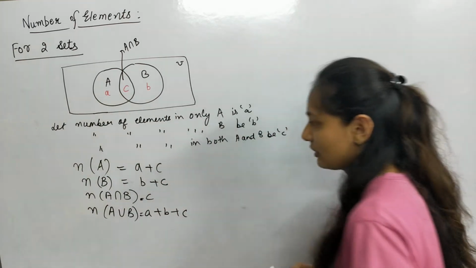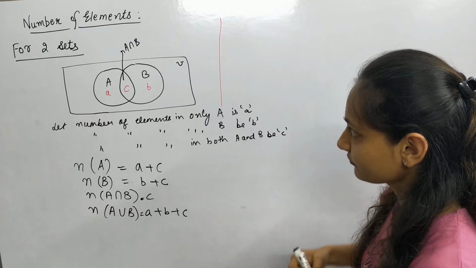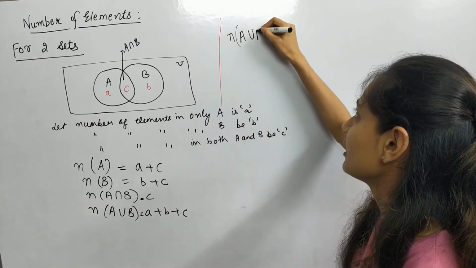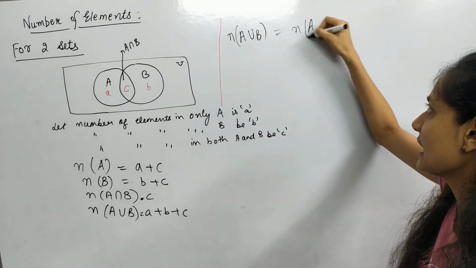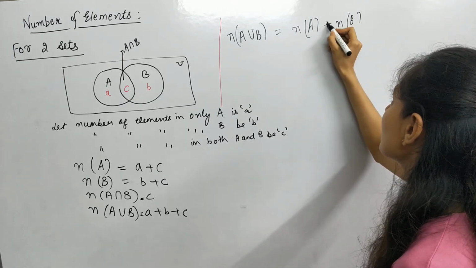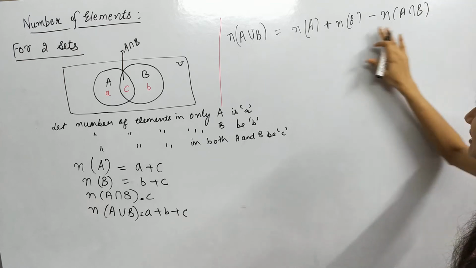Now let us see what will be the formula for this. Formula for number of elements in A union B. Number of elements in A union B will be equal to number of elements in A plus number of elements in B, and you will subtract number of elements in the intersection. Why will you subtract this?